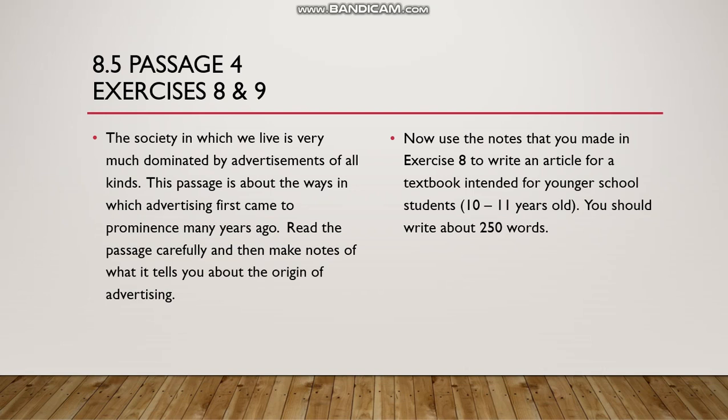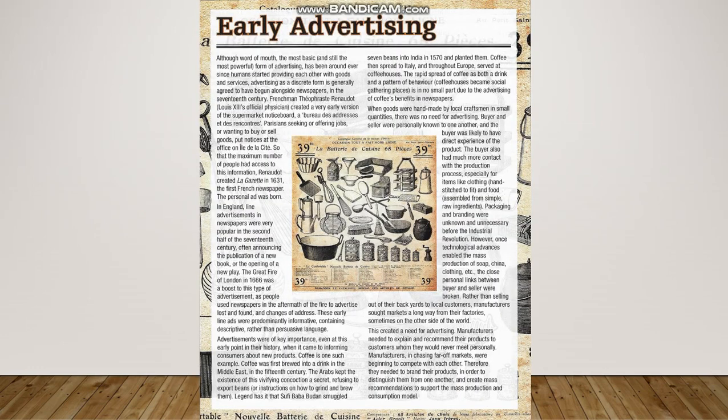And for exercise 9, after taking down notes, we will use the notes that you have made in exercise 8 to write an article for a textbook intended for younger school students, 10 to 11 years old. You should write about 250 words.